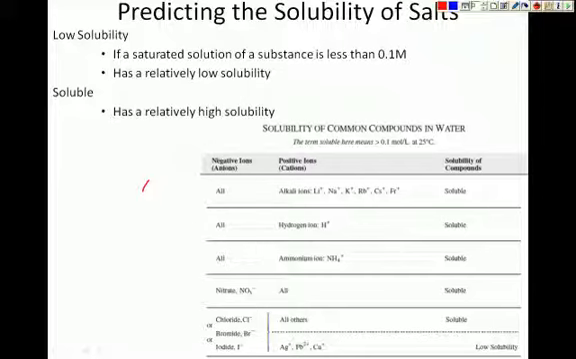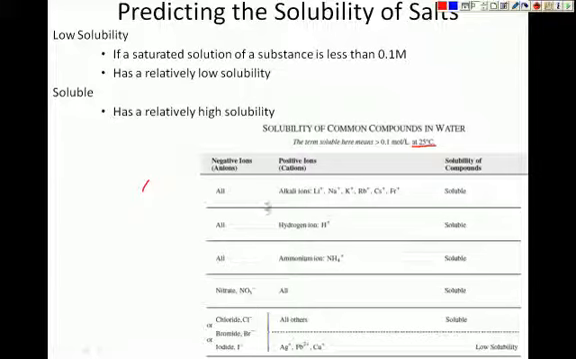So we're given this chart right here of the solubility of common compounds in water, and we have to emphasize that this is at 25 degrees Celsius. We can read a little bit of this, and what we can see is that all alkali ions are soluble in water. So anything that is paired with an alkali ion, like Na in NaCl, is going to be soluble. Na plus anything is going to be soluble.